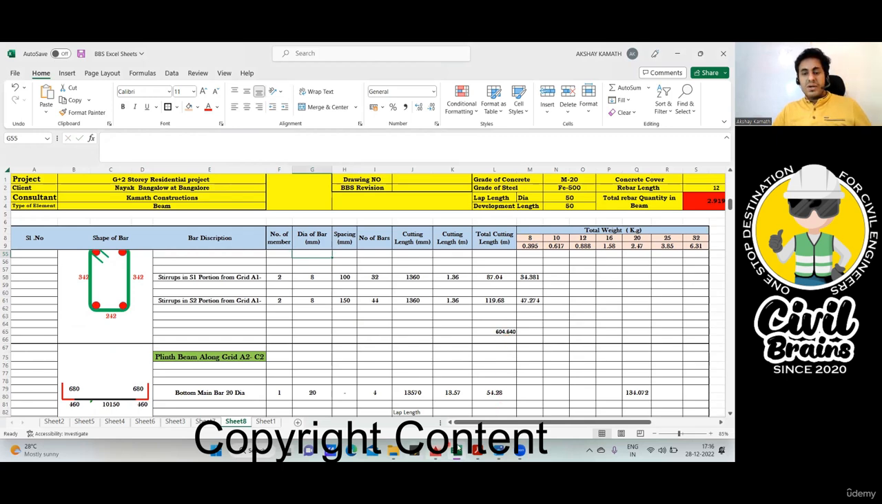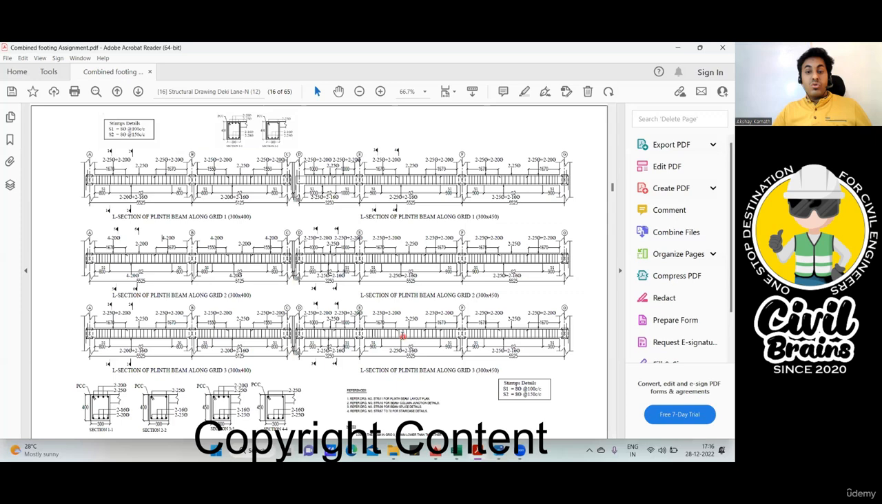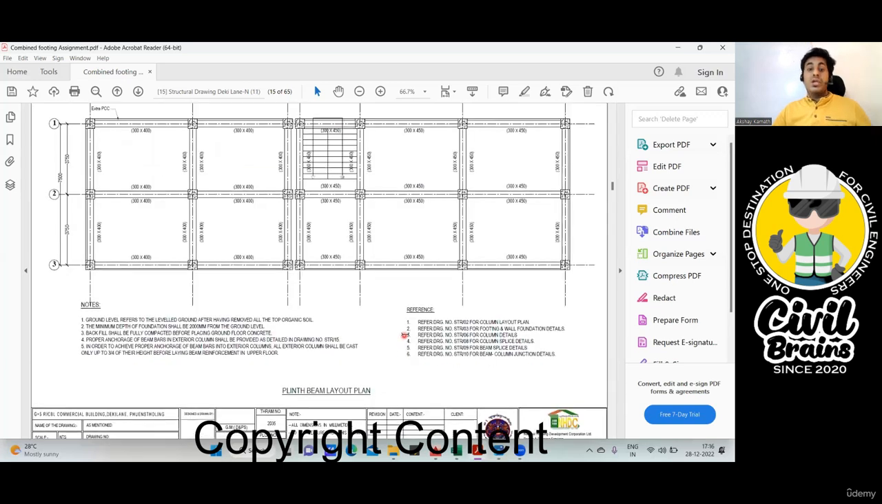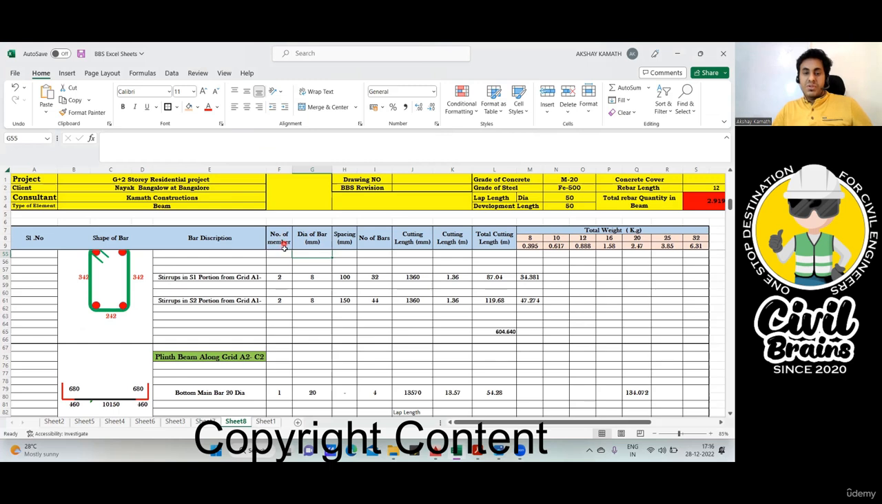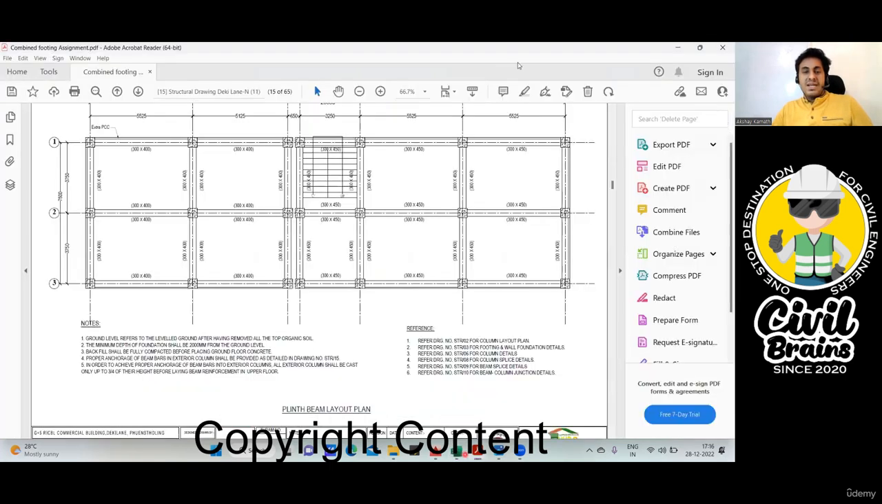So I think this much part we have finished. So always whenever you do bar bending schedule, first check the drawing, the reinforcement drawing. Check if there are any similar beams of the same reinforcement. In that case, you can use this logic. That is why this first column becomes handy, number of member. Okay, got it? Fine.